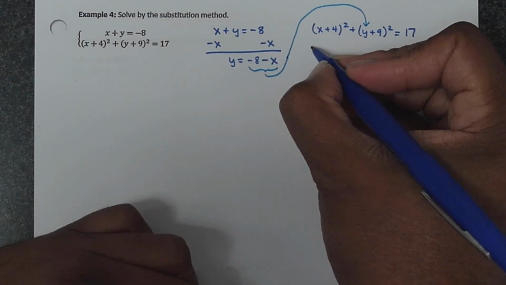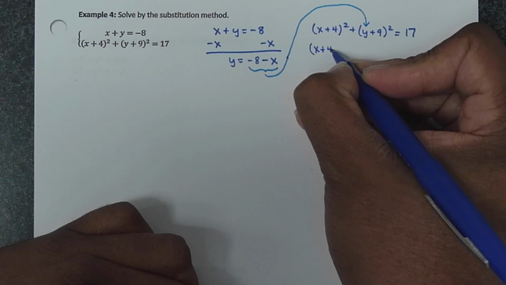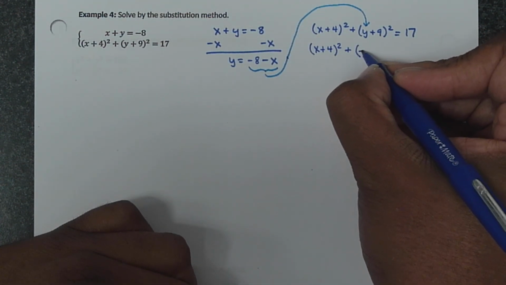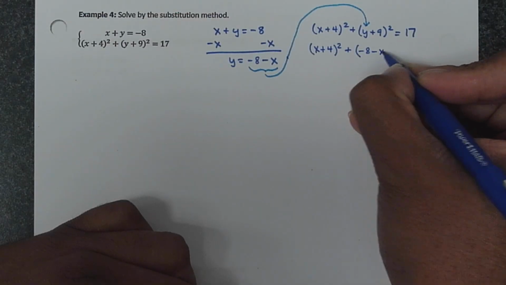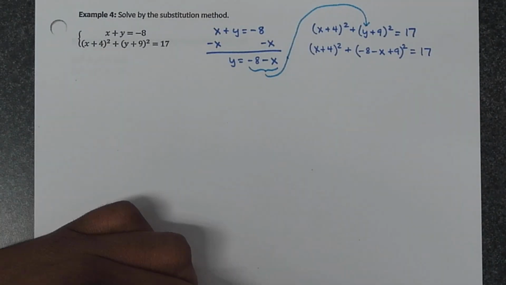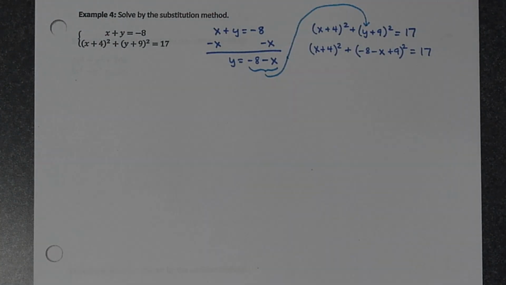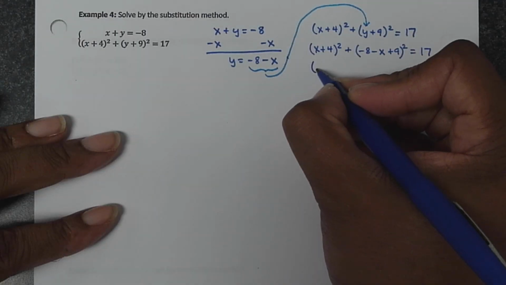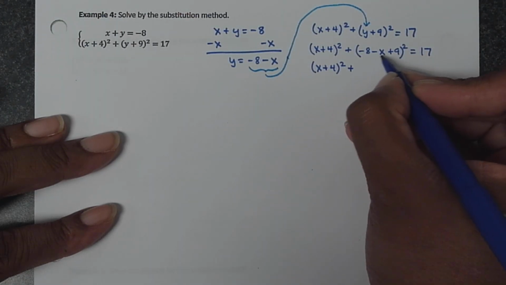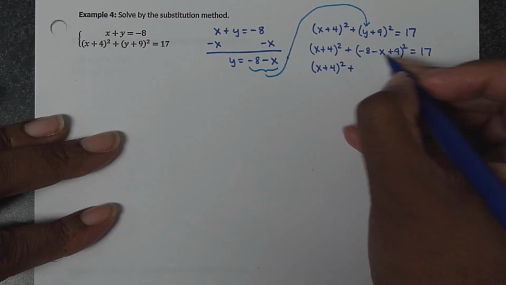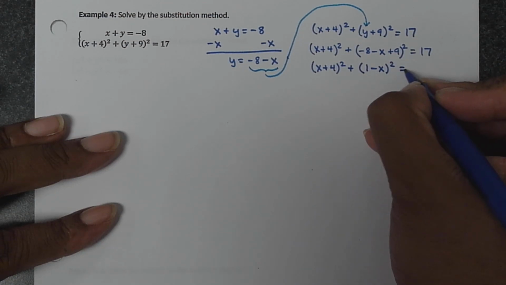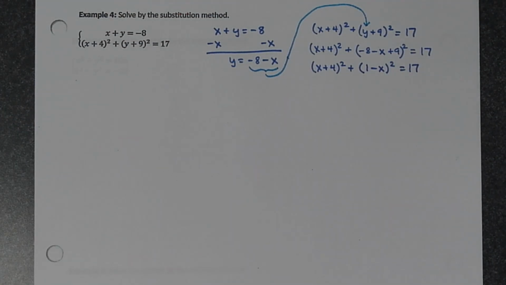So here I'm going to bring down x plus 4 quantity squared, and then the y will be substituted with -8 minus x, and then bring down the plus 9, and all that's going to be squared is equal to 17. Now, if I bring down the x plus 4 quantity squared, simplify what's in this parentheses here, -8 plus 9, that's going to be 1. So I have 1 minus x quantity squared is equal to 17.